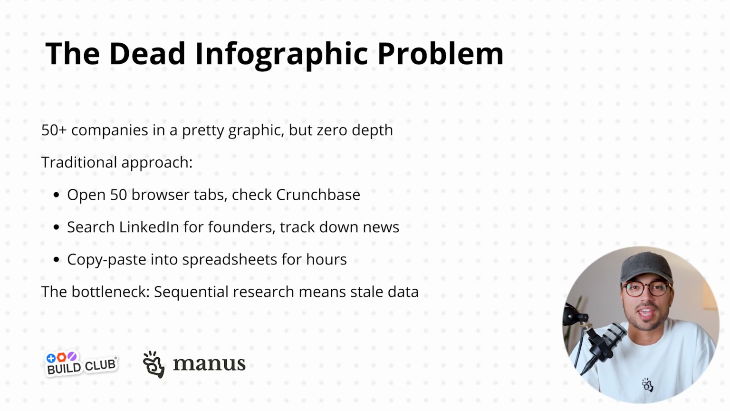Now, if you wanted to actually understand this landscape, who's raised recently, which founders have exits, who's growing fastest, you'd have to manually research every single company. Open 50 tabs, check Crunchbase, LinkedIn, TechCrunch for each one. That's hours of copy pasting company names into search bars, and by the time you're done, the data's already stale.